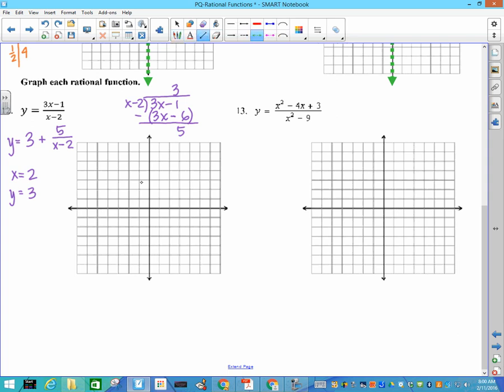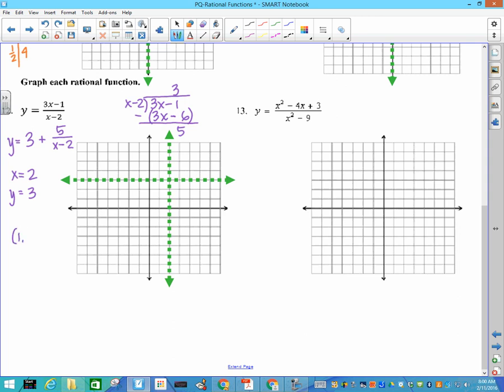So I'm going to go plot those. X equals 2 and y equals 3. So we have this. And now there's that 5 on there. If it was a 1, you could just plot those points we talked about: 1, 1, and then 1/2, 2, and 2, 1/2. But there's a 5 there.